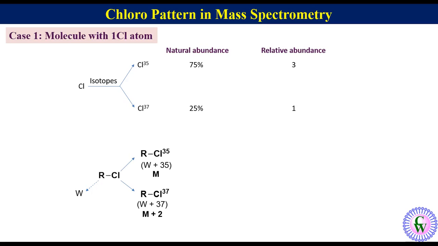Their natural abundance will be 75% and 25%, same as the natural abundance of the chlorine isotopes. In other words, their relative abundance will be 3:1. Therefore, the intensity ratio of the M and M plus 2 peaks will be 3:1. Thus, if the mass spectrum of a molecule shows M and M plus 2 peaks with an intensity ratio of 3:1, then the molecule has one chlorine atom.